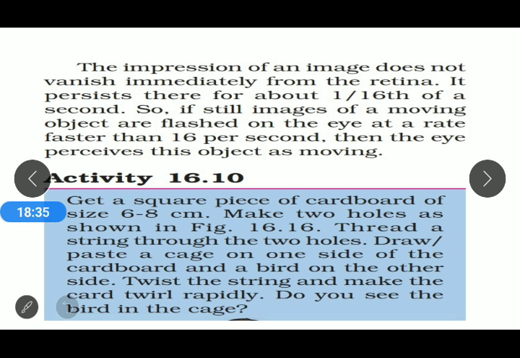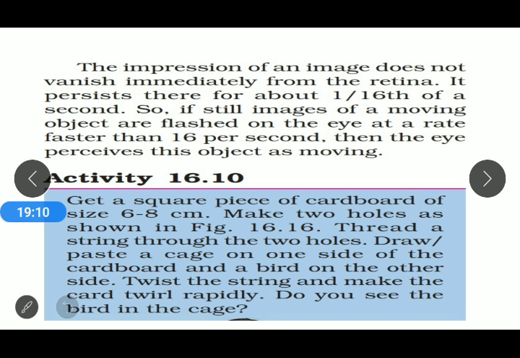Whenever we see the TV or pictures in a cinema hall, they are all just still pictures, but they are moving at a rate of more than 16 pictures per second. If we move still pictures faster than 16 pictures per second, then all the still pictures appear to us as moving. That means they are in motion. That's why this is a very interesting thing.